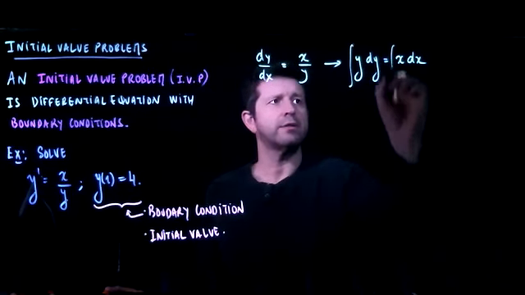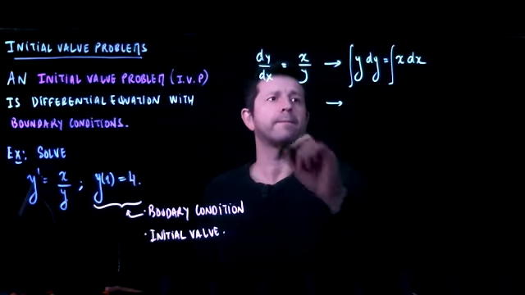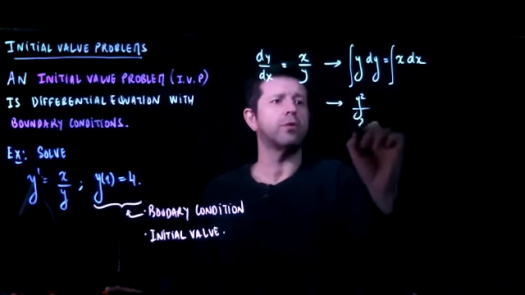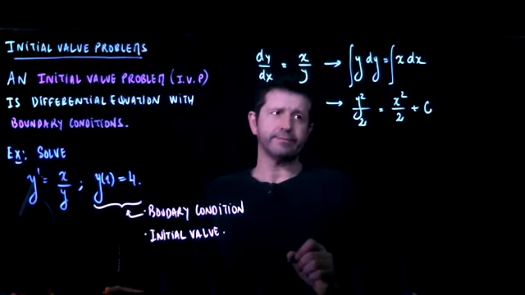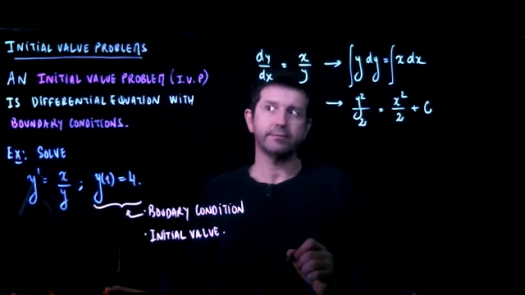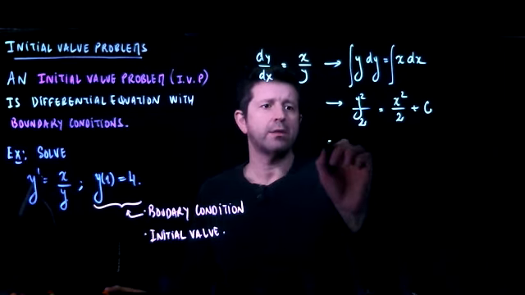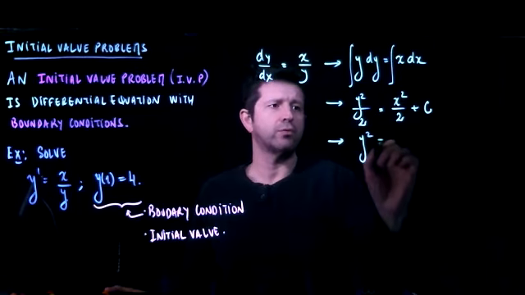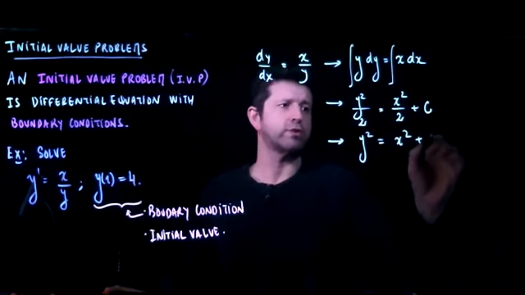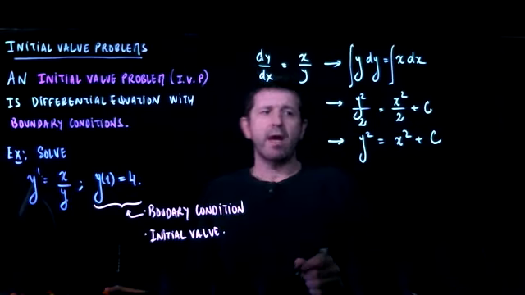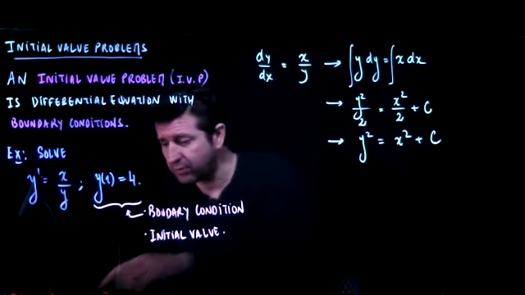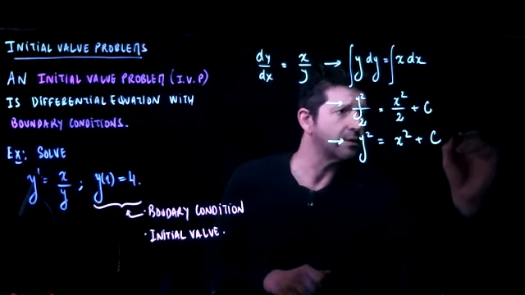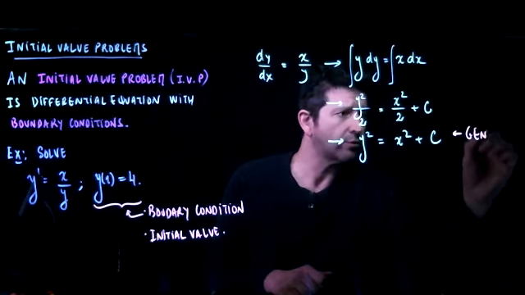Then we integrate both sides. So y squared over 2 is equal to x squared over 2 plus c. Okay, and if you want, we could do y squared is equal to x squared plus 2c, so just c. And now, this is my general solution. Okay, so right here, this is what we call the general solution.